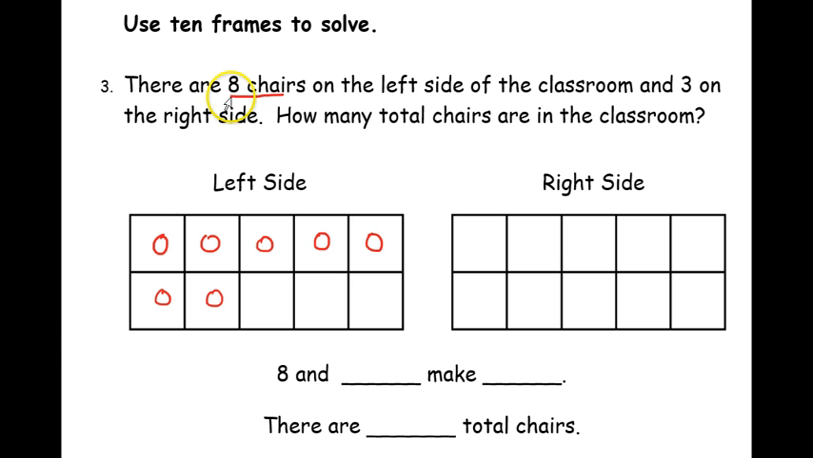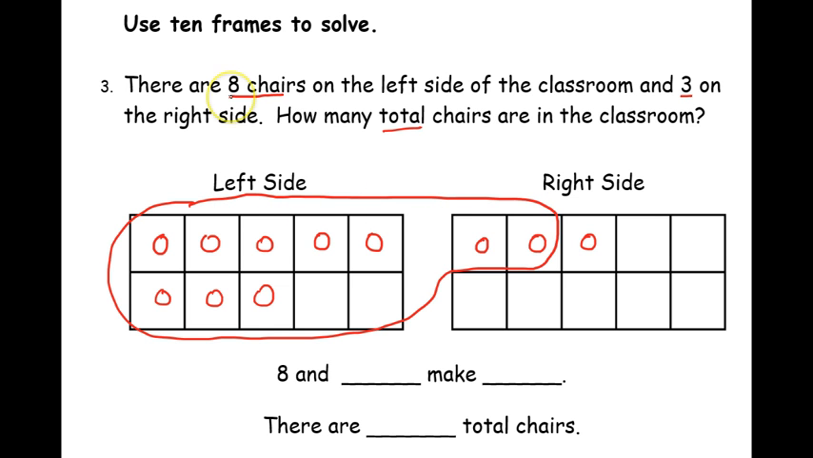I know that I have 8 when I have 2 empty spaces left over, or you can see 5 and 3 make 8. Now I need to show the 3 chairs on the right side. So I'll draw the 3 chairs in that 10 frame. In order to add these together to give me the total, I'm going to circle the number of chairs on the right side that would help me fill in the 10 frame on the left side. So I want the 8 chairs on the left side along with 2 more chairs on the right side, and those chairs would fill in those 2 spots.